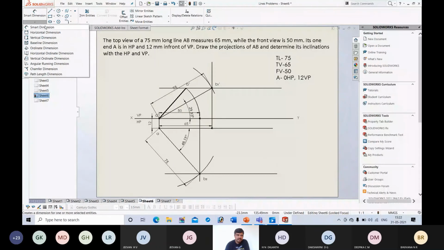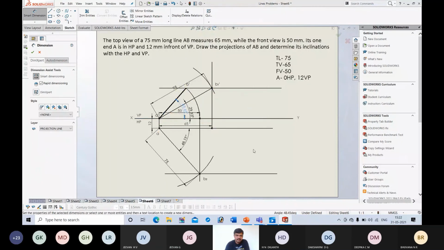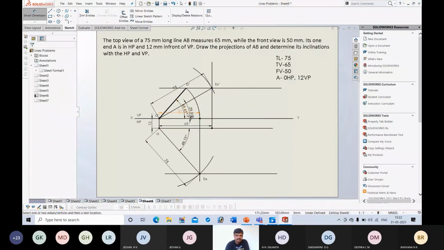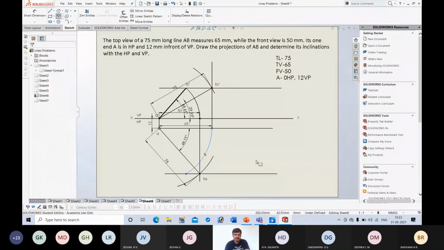Okay, and you can find out the inclination also, the angle between these two. So this is the true inclination. That is around 49. Okay, next. So you can consider top view. Okay, again draw an arc. So it will cut here. So this is B.